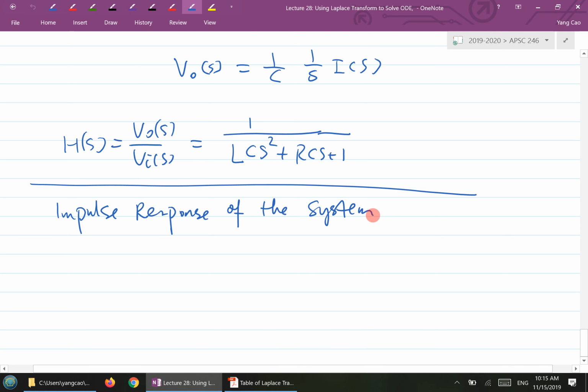There's one thing we can use the transfer function for: the impulse response of the system. What's the definition of impulse response? That's right. And the corresponding system output is called impulse response. I think when I introduced the concept of impulse response, I spent a few minutes to emphasize the importance of getting impulse response.